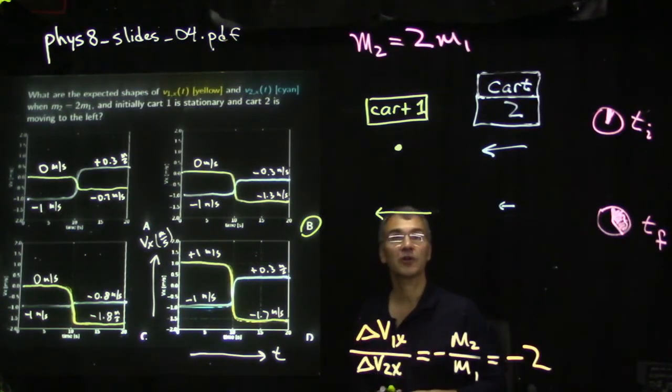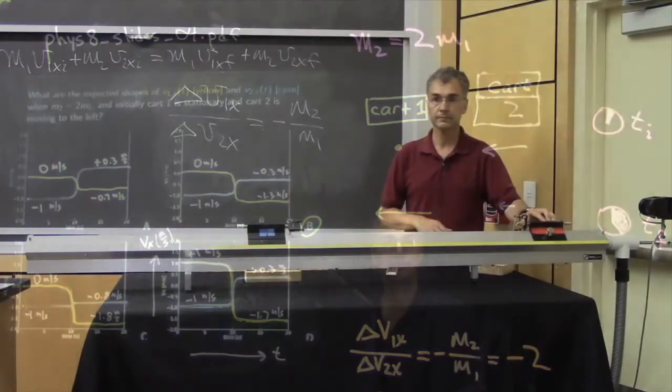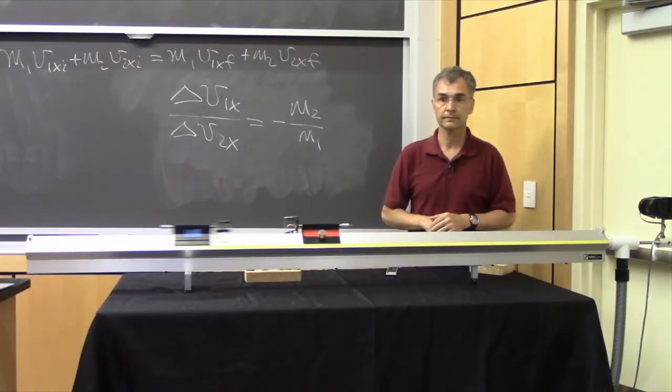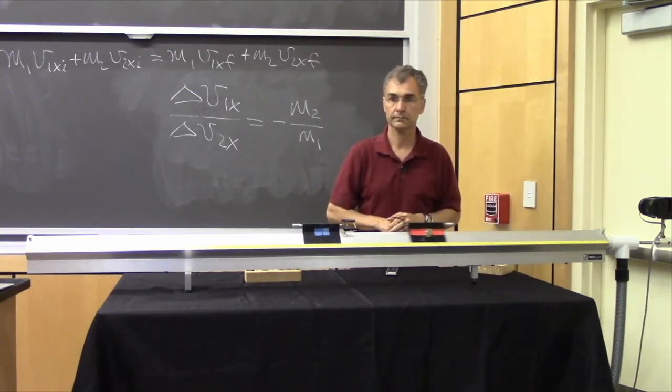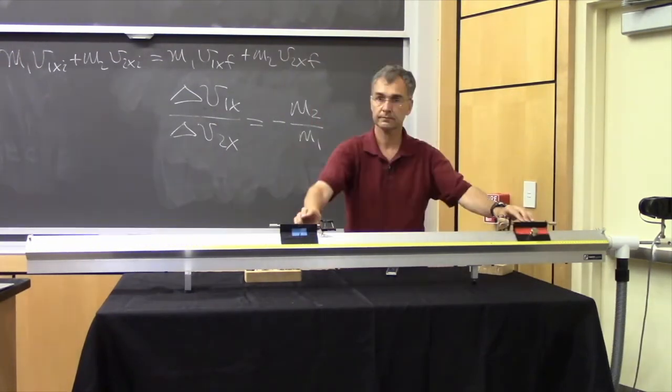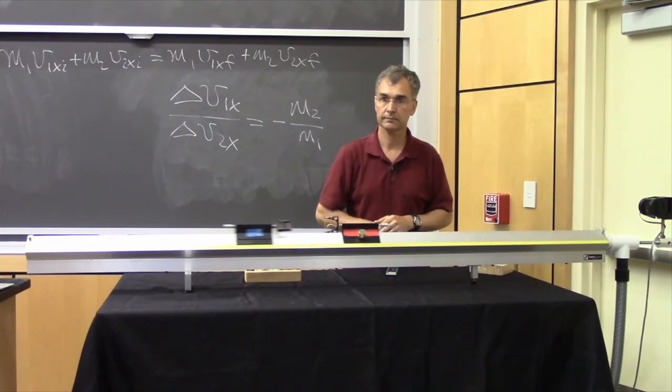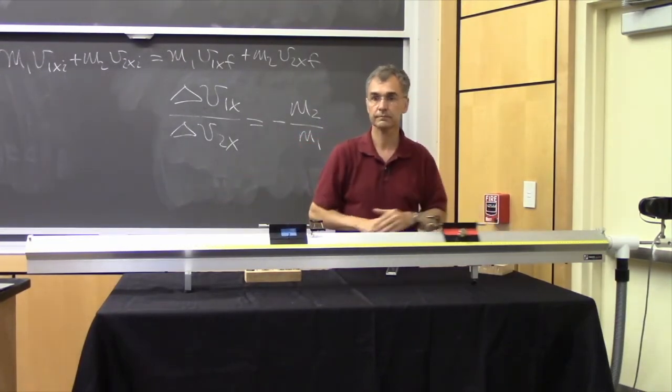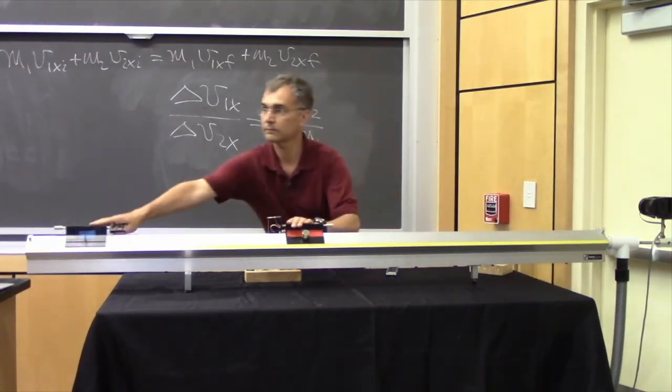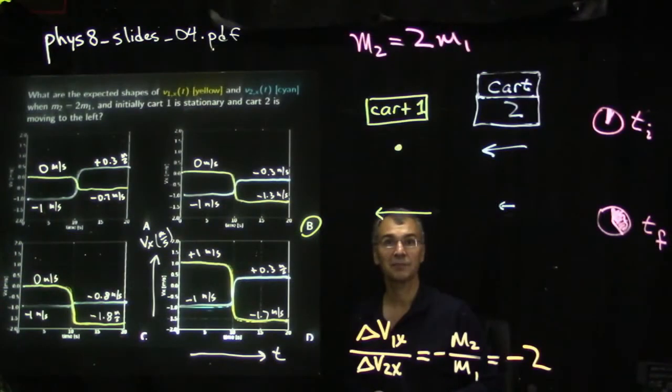This is a collision where cart 2 has twice the mass of cart 1, cart 2 is initially moving to the left, and cart 1 is stationary. Now let's watch the clip. Again, I think the clip matches the graphs, matches graph B.